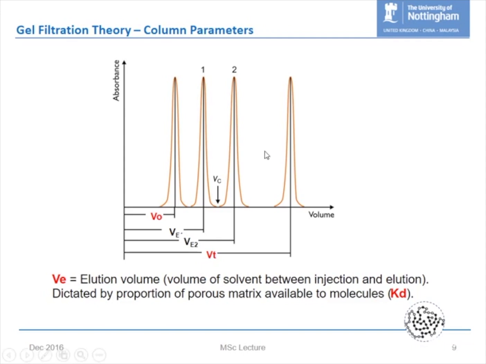Okay, and what we're going to do is, for example, when we calibrate a column, we might put a known material down for VE1 and a known material down for VE2 of known molecular weight, then if we inject something between those, an unknown, we can actually use that as the basis for determining the molecular weight, and I'll talk a little bit more about that in a minute. Okay, so we've introduced this term KD, which is the partition coefficient that molecules have to the pores.